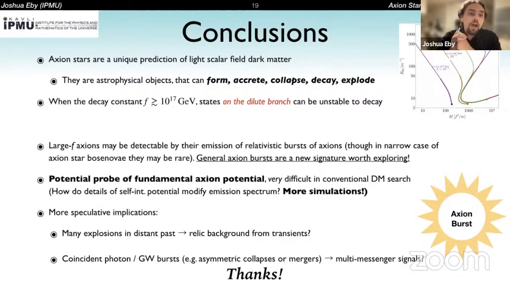transient sources. I'll just point out quickly that this is maybe complementary to dark matter searches, in the sense that this can possibly probe the axion potential, whereas the usual dark matter searches are totally insensitive to even the phi to the 4 coupling. These axions are produced through self-interactions, so you can potentially say something about the strength of self-interactions. And there are some slightly more speculative implications that we'd like to work out in the future. Okay, thank you very much for your time.